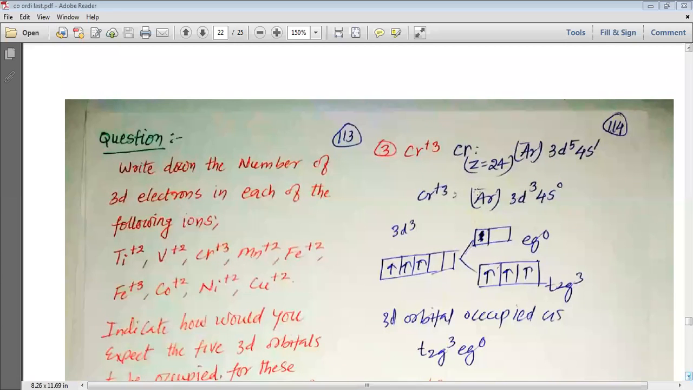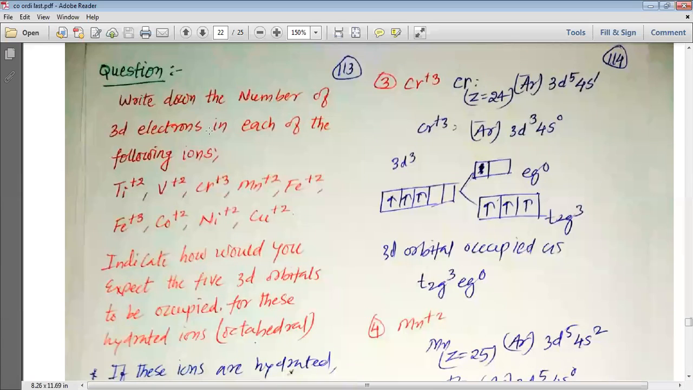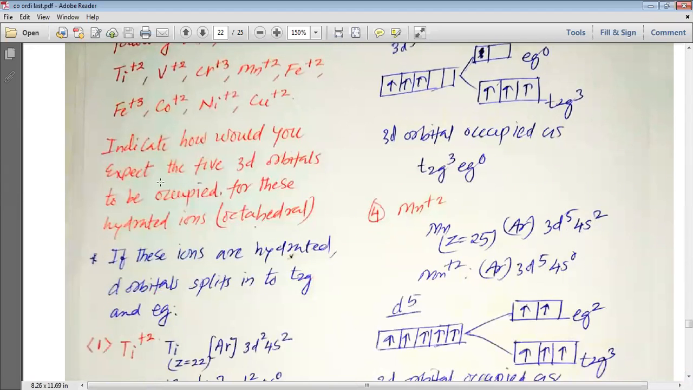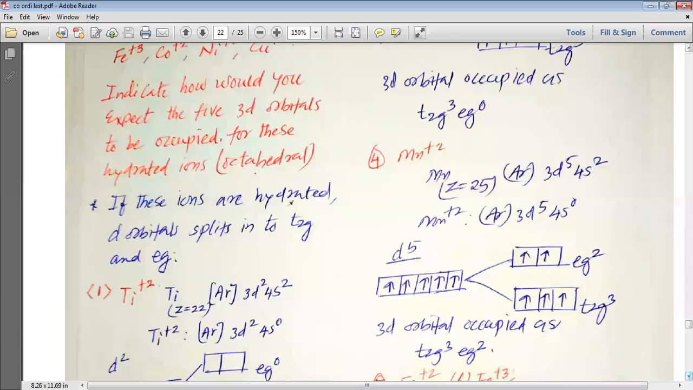Let me read the question for you. Write down the number of 3d electrons in each of the following ions. I have written the various ions. Indicate how you would expect the 3d orbitals to be occupied for these hydrated ions which are octahedral. So let us look into this question.